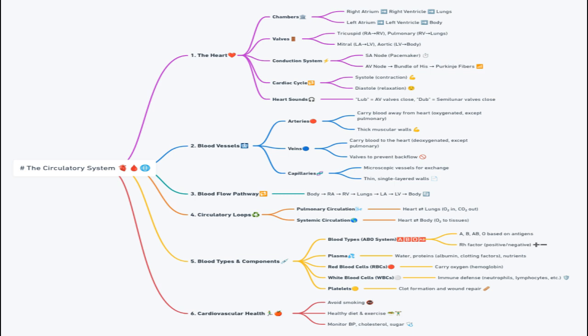So with the external anatomy, you have four chambers: the two atria and the two ventricles, the auricles and the major veins, the superior vena cava, the pulmonary veins, and the major arteries, the aorta and the pulmonary trunk.